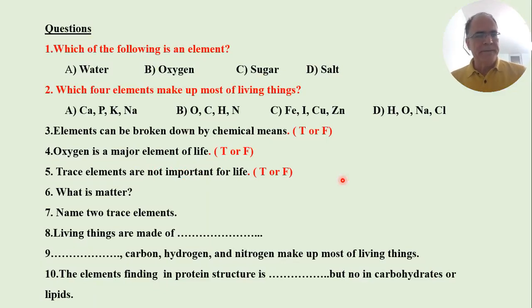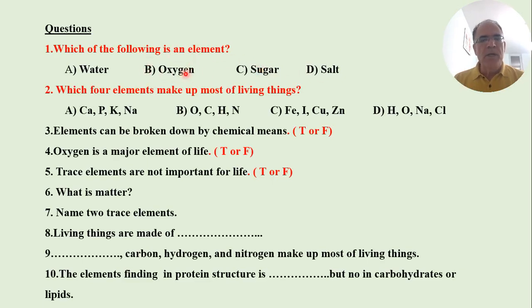Here you can see some questions about matter and its categories. Which of the following is an element? I said before, elements are pure substances. Water, oxygen, sugar, salt. Water is made up of two hydrogen and oxygen, so non-pure and non-element. Sugar is made up of carbon, hydrogen, oxygen, so non-pure and non-element. Salt is made from sodium and chlorine, so non-pure and non-element.